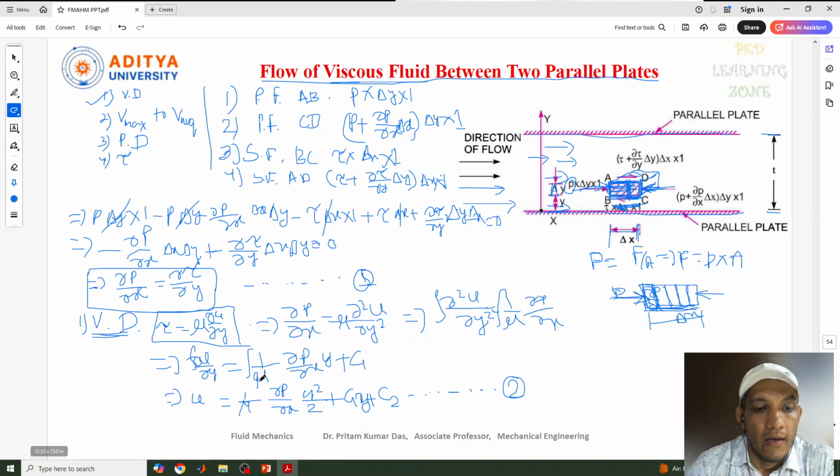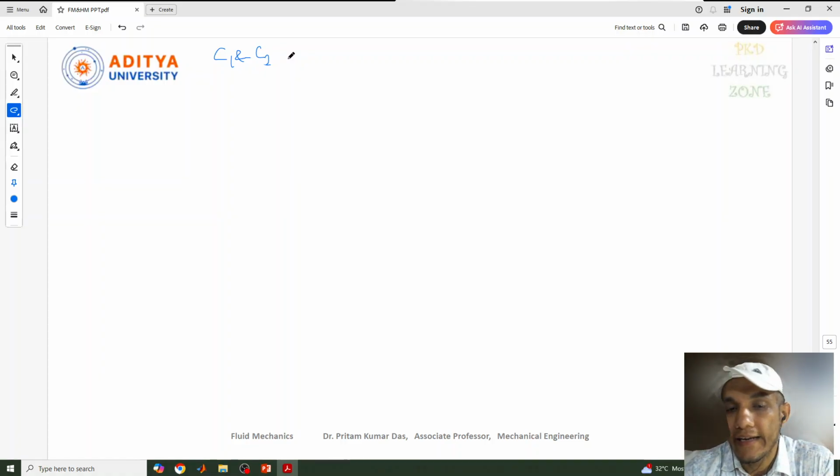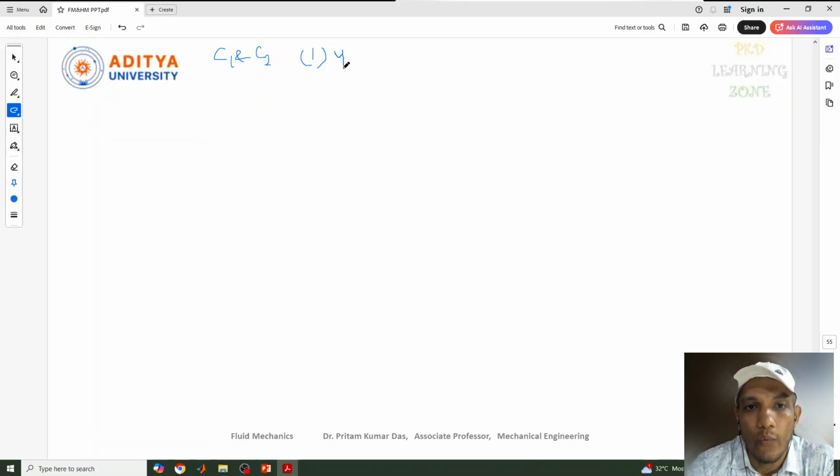So now you can give this equation 2. Okay, now this c1 and c2, as I told you, are the constants of integration, c1 and c2. So for this also boundary conditions are there. Their values will be obtained from the two boundary conditions. So first boundary condition we can consider at y equal to 0. At y equal to 0, what will be there?